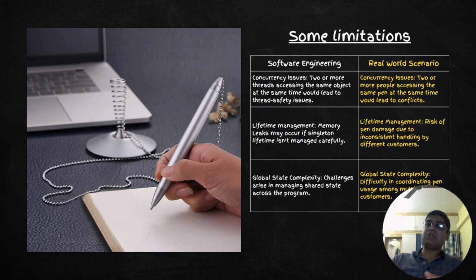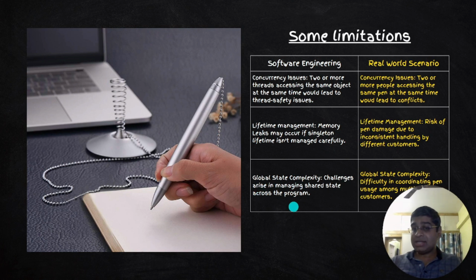Some people might want to force the pen to write something. Some people might not handle it carefully, right? Since so many people are using the pen, inconsistently handling it, it's more likely that the pen might get damaged, right? It is almost analogous to memory leaks. If too many people start operating on a single object and there is a problem, there can be a memory problem, right?